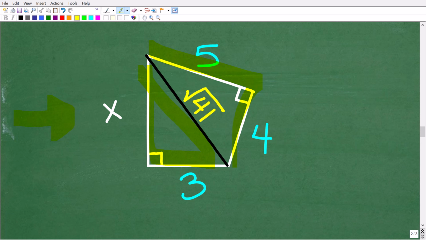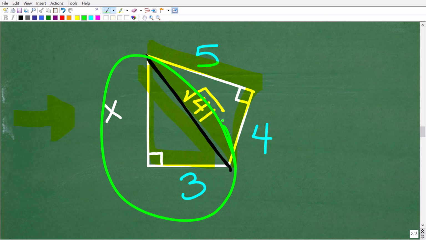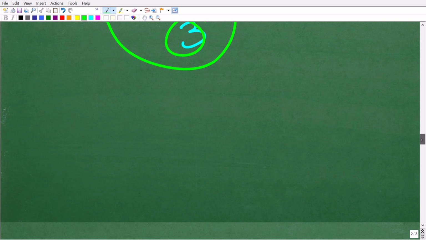So we use the Pythagorean theorem to solve for this side right here, which we now know is the square root of 41. So now what we need to focus on is this right triangle right here. But this time we have the hypotenuse and this side, so we're going to be solving for x. And that's going to be different algebraically than what we did with this right triangle right here. Okay, so let's go ahead and see how this works.